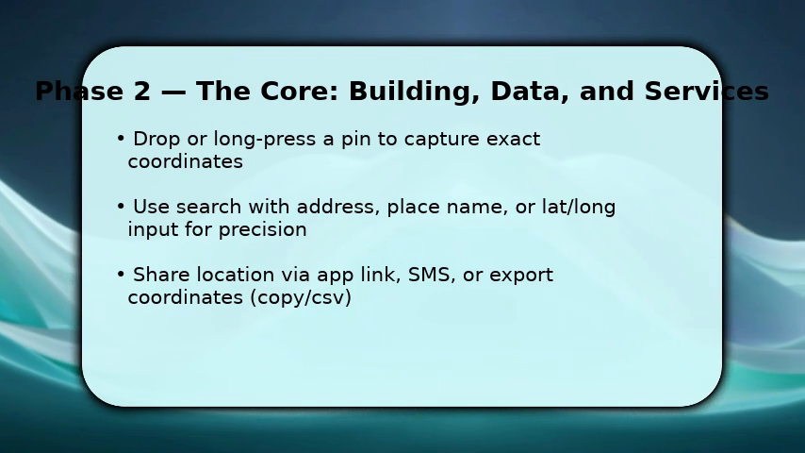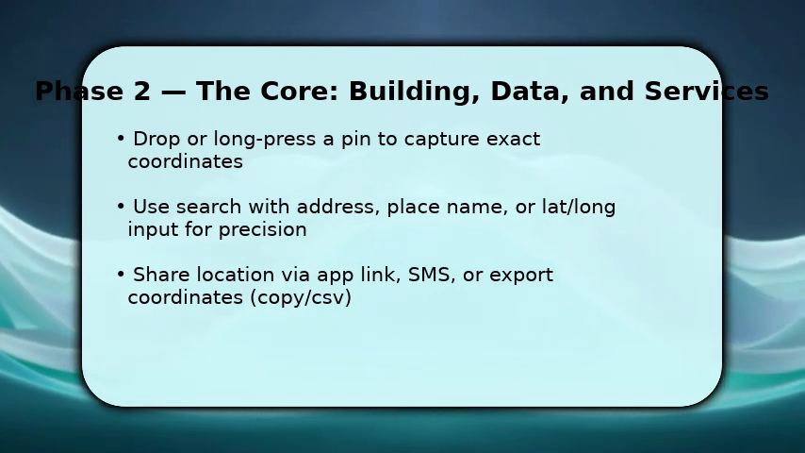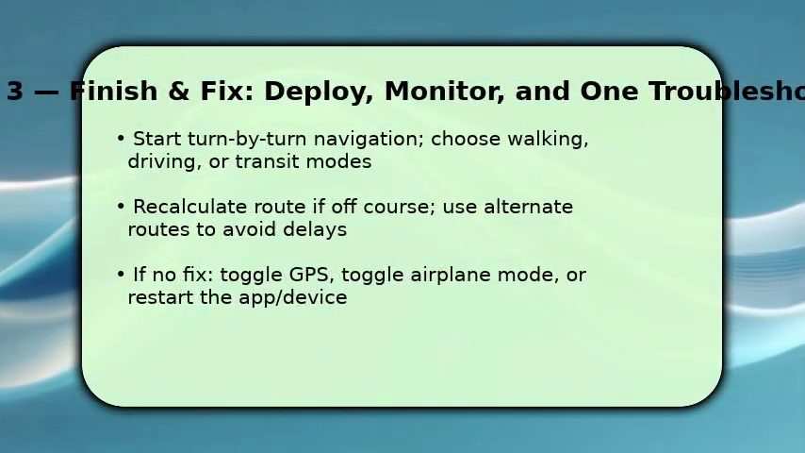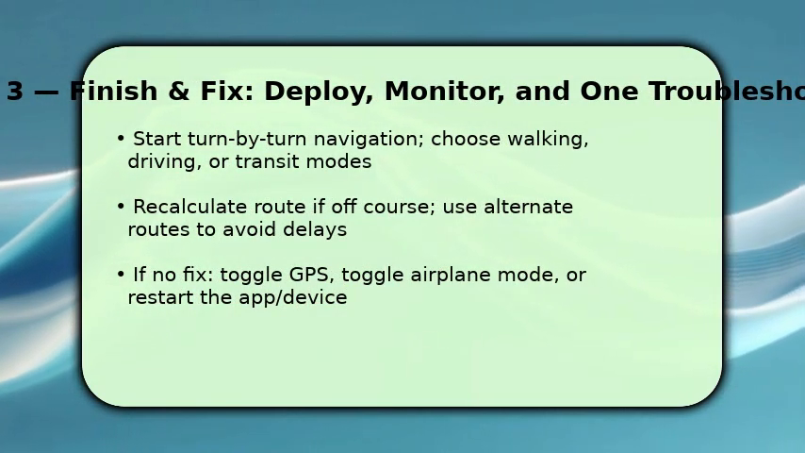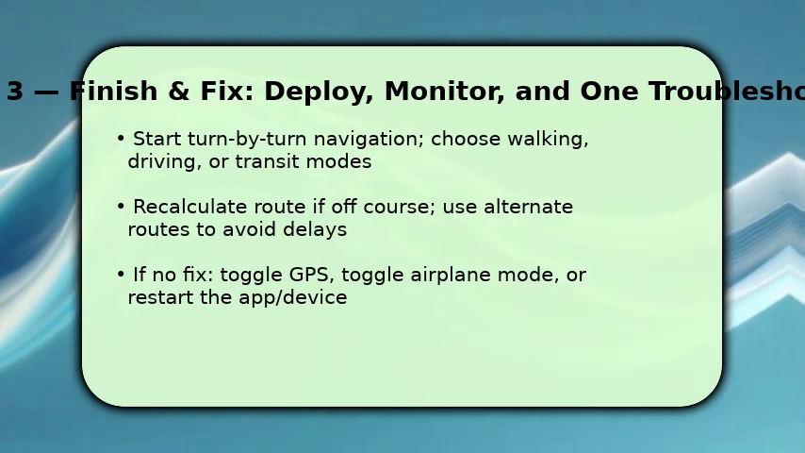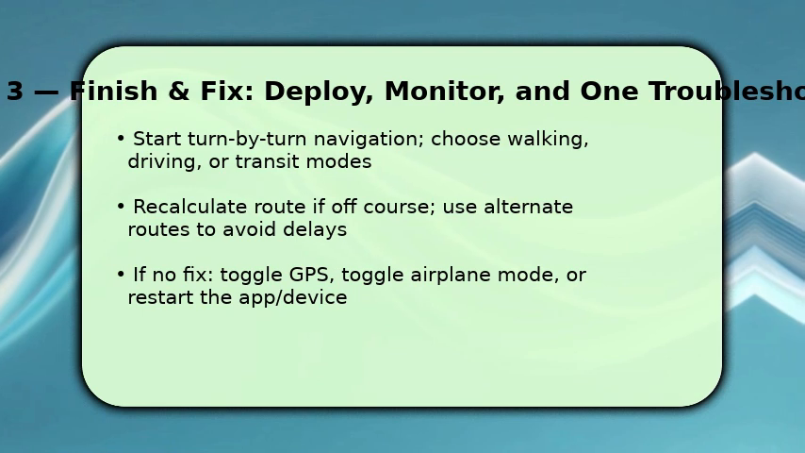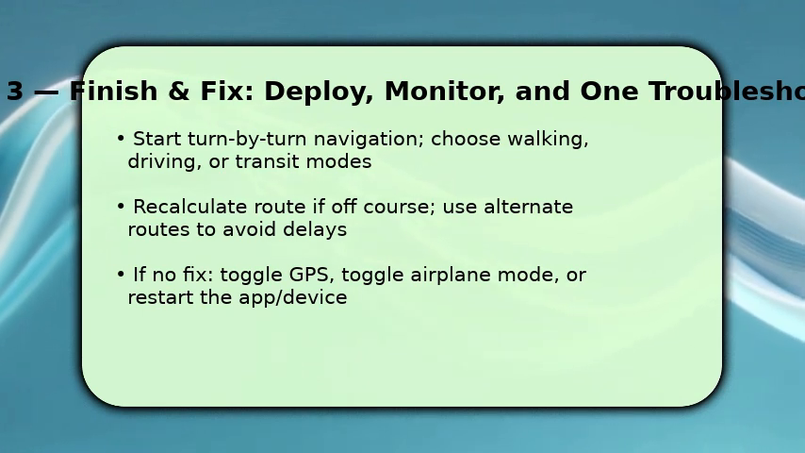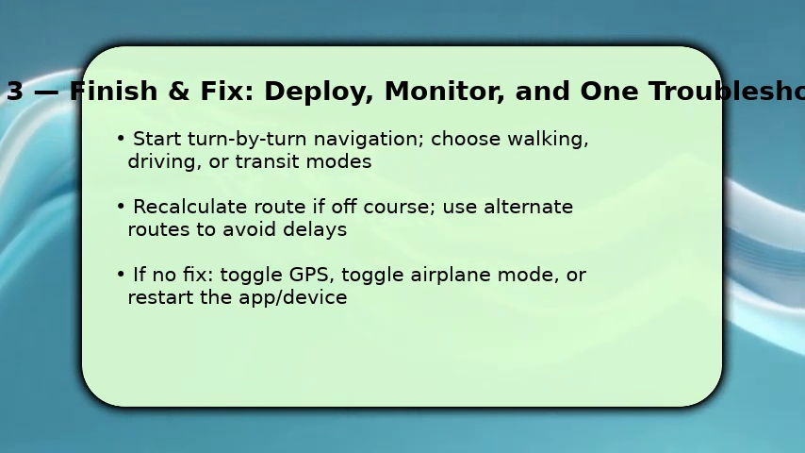You finish by launching turn-by-turn navigation and confirming the travel mode that fits your plan, walking, driving, or transit, because routing preferences change ETA and lanes. Keep an eye on live rerouting and traffic overlays. If you go off course, the app recalculates automatically, so stay patient and follow the new line.